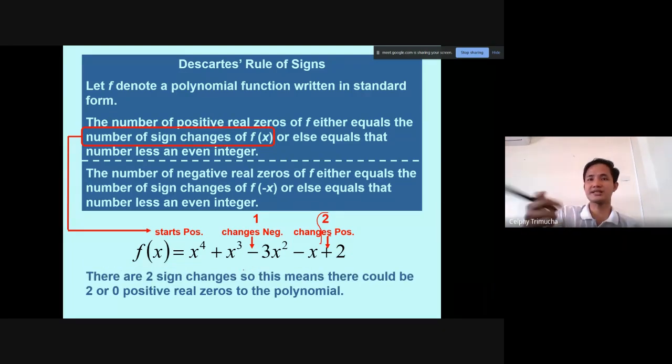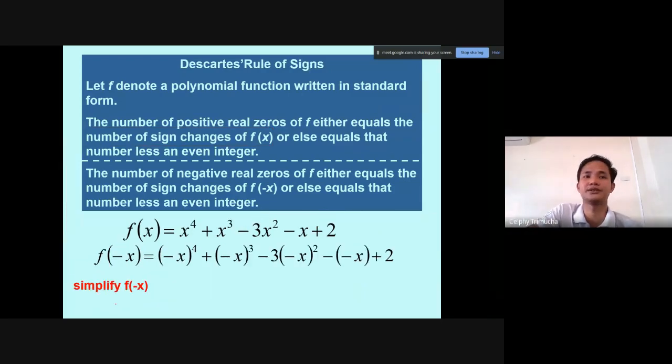So this means there could be two positive real zeros. So we have two changes, either 2 positive or we subtract an even number. So we have 2 minus 2, which can be 0, or we have no positive real zeros in our polynomial. So it is not certain whether it is exactly 2 or 0. So we will check it now in our examples.